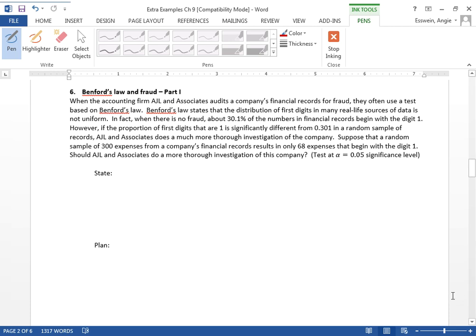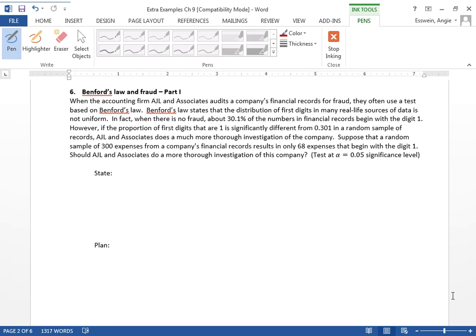Okay, this is section 9.2 on proportions. Back to Benford's law. This is a test for proportions, and this is especially apropos as tax season approaches. There's this test called Benford's law, and it states that the distribution of first digits is not uniform.